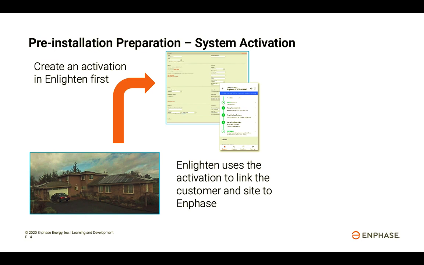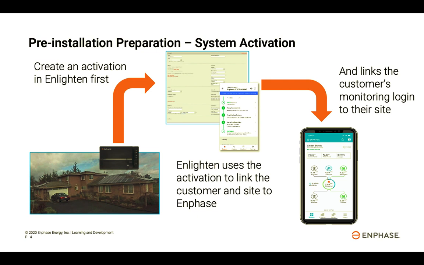The start of the installation begins in the office with the creation of a system activation form. This is found in Enlighten Manager. This can be done days or weeks ahead of the physical installation. Now the system activation at this point in the process will have minimal information and creates a placeholder within your Enphase systems, indicating that a new system is about to begin. Operations managers and installation managers have access to this and can use it for tracking installation purposes throughout the installation and the full commissioning process.